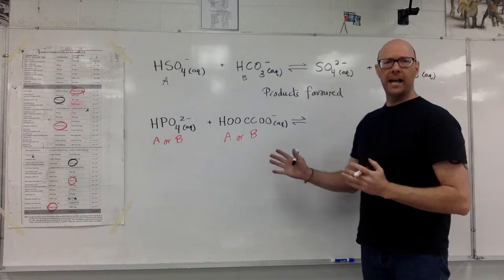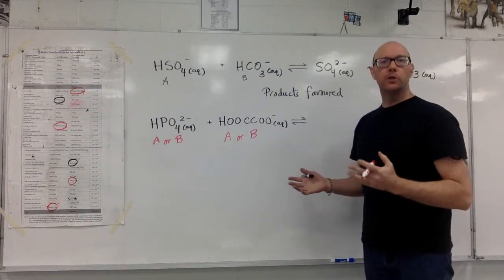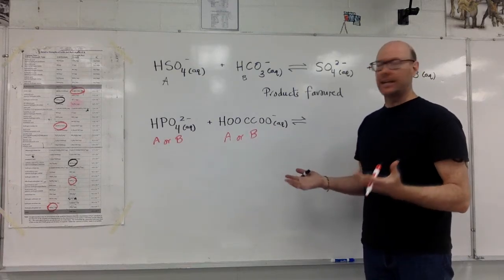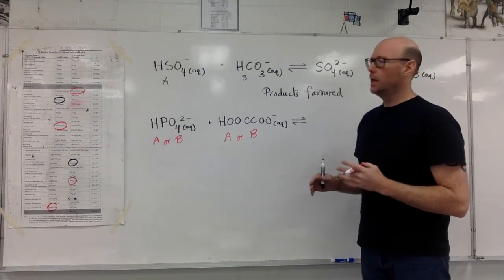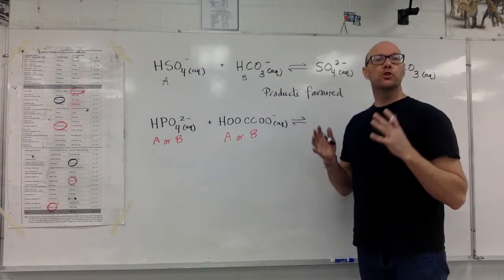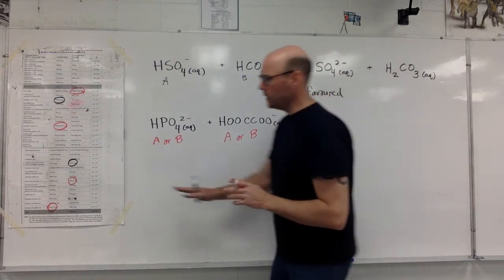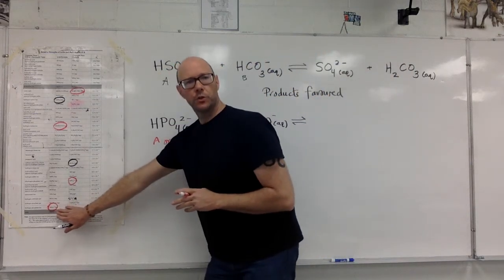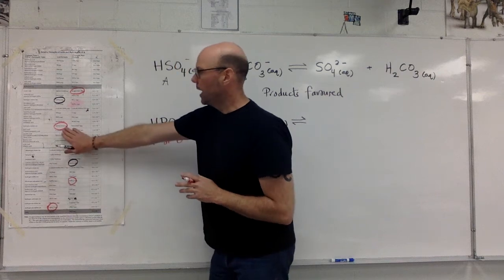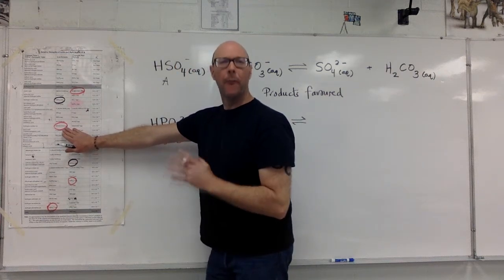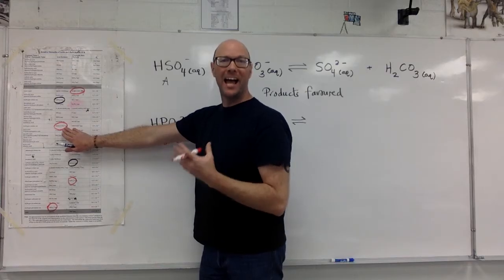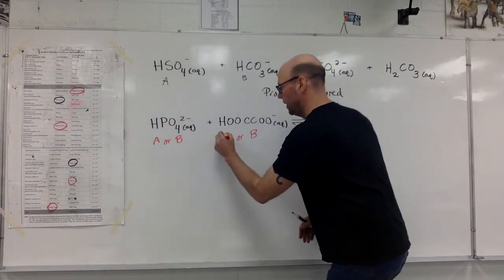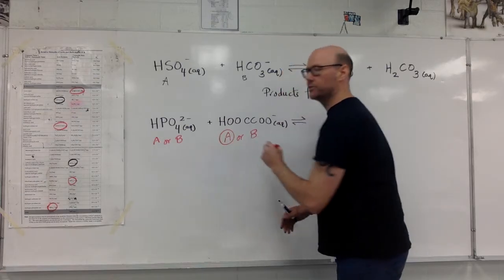If they could both be acids, we need to decide which one is going to behave like an acid in this particular acid-base equilibrium. The answer is going to be the stronger one. The hydrogen phosphate ion is way down here at the bottom. The hydrogen oxalate ion is higher up in the acid column. That means it's the stronger of the two acids, so it is going to be behaving like an acid.